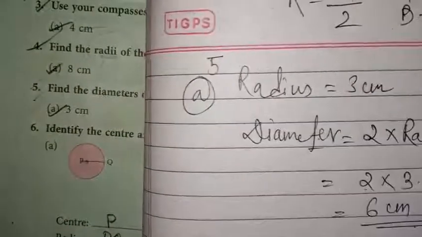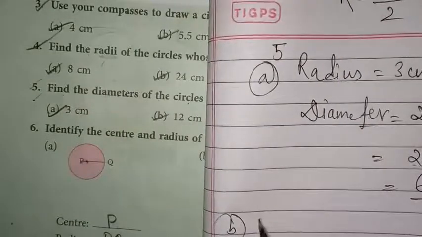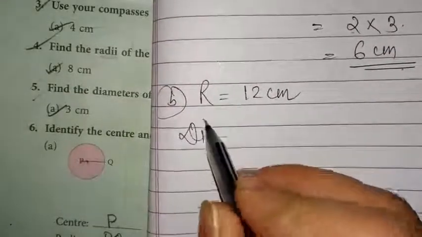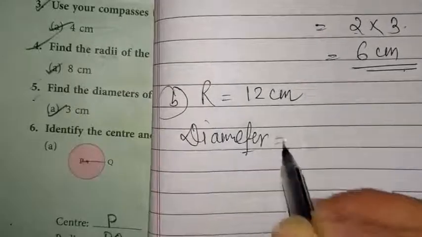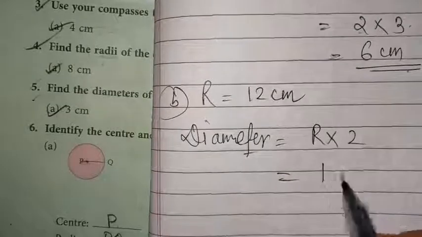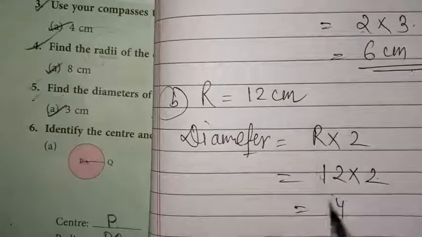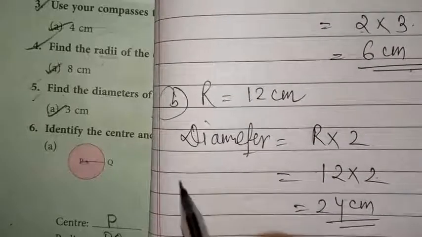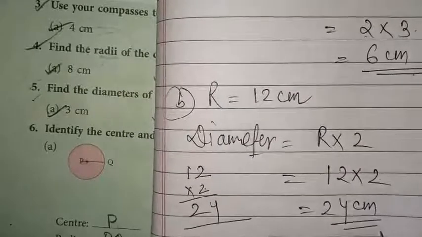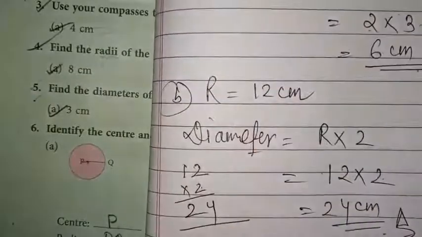Whichever you feel easy. The next part is part B, in which the radius given is 12 centimeter. Here you have to find the diameter. I've already told you the formula. What is the formula for the diameter? R into 2 or 2 into R. So the radius given is 12, so 12 into 2. Now 2 2s are 4, 2 1s are 2. 24 centimeter. Let me do the multiplication again: 2 2s are 4, 2 1s are 2. It is 24. So the part B answer is 24 centimeter, whose radius was 12. Of course, the double will be 24 centimeter, right?